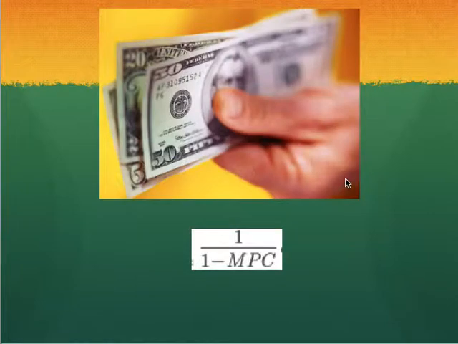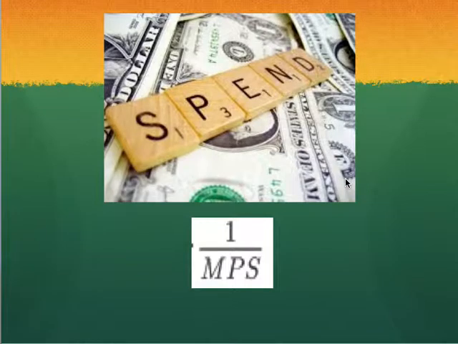Spending multiplier has to be one of my favorite multipliers. The reason why is because there's two ways to solve for it. The first way is 1 over 1 minus MPC, where MPC equals marginal propensity to consume.